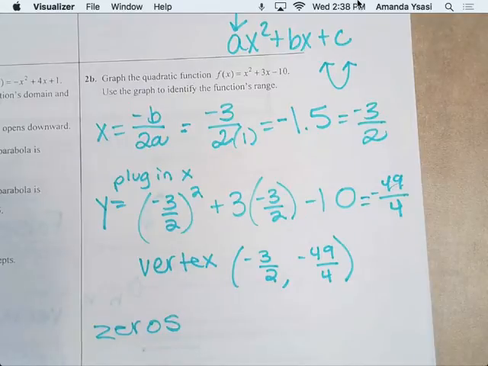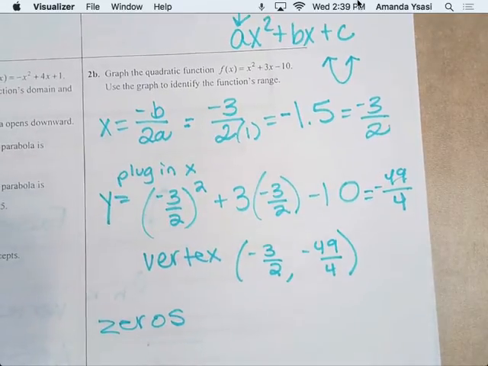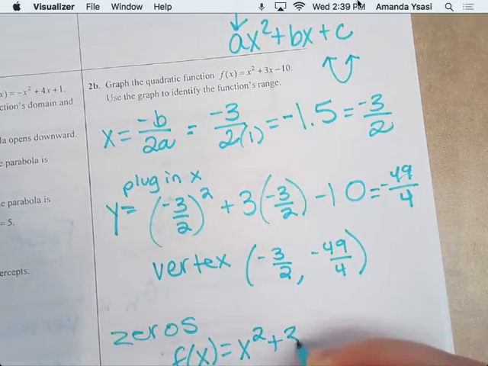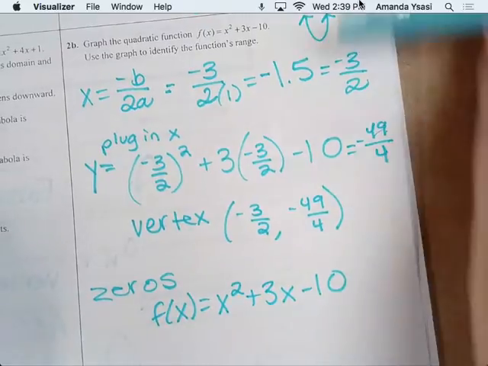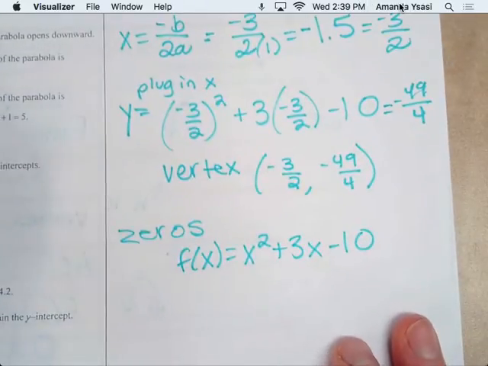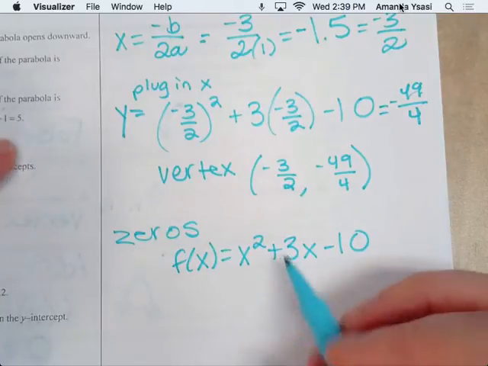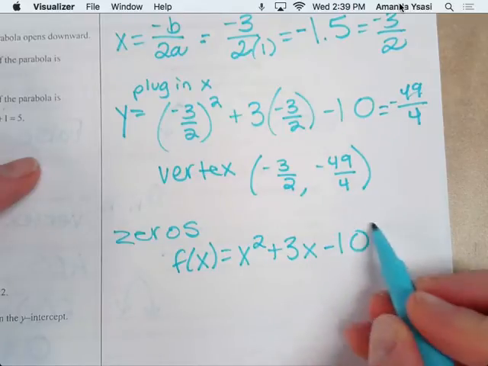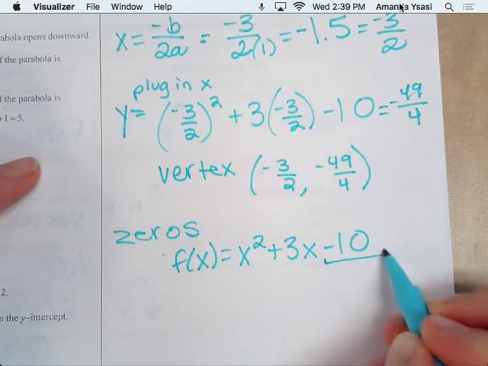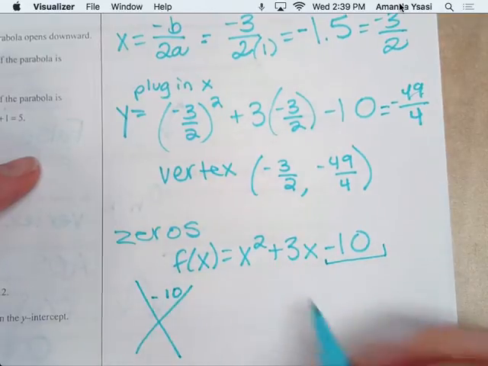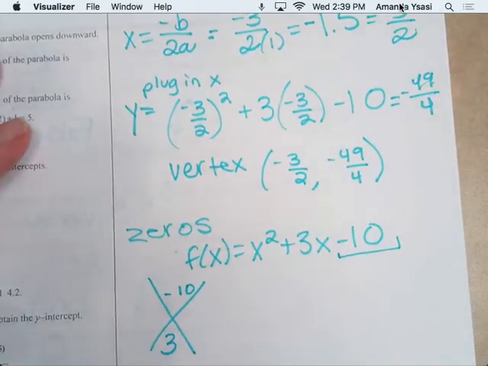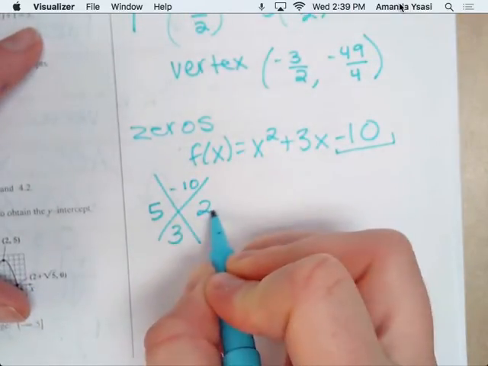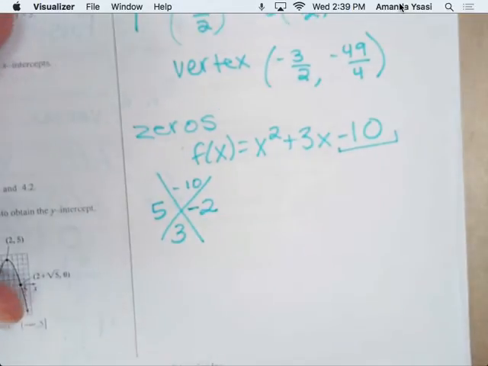And then we need to find our zeros. So we need to solve this function. The way you solve it is by factoring it and then setting it equal to zero and solving. So what has a product of -10 and a sum of 3? Okay, so 5 and 2. Which one's negative? 2. Okay.